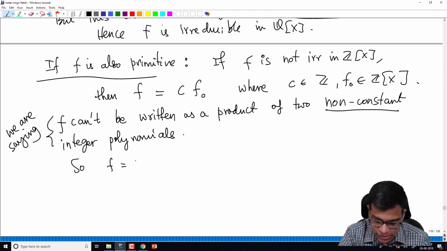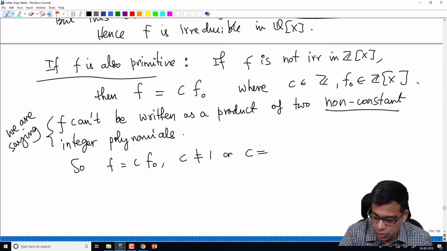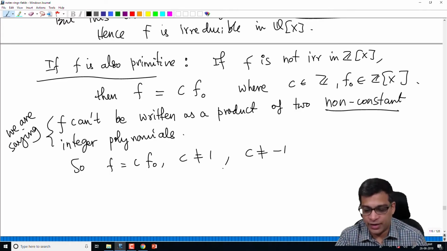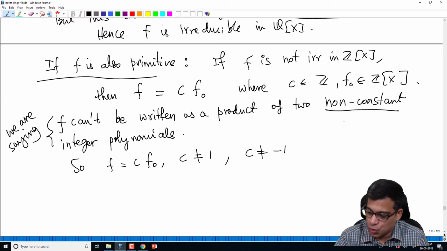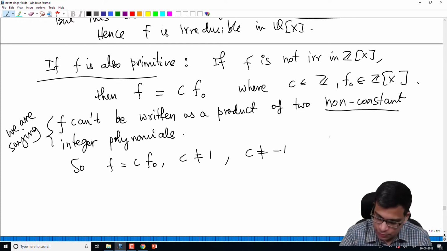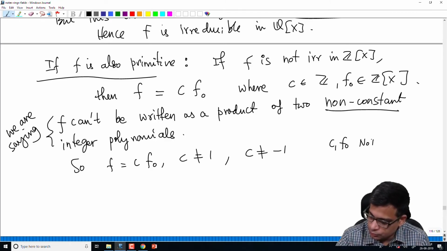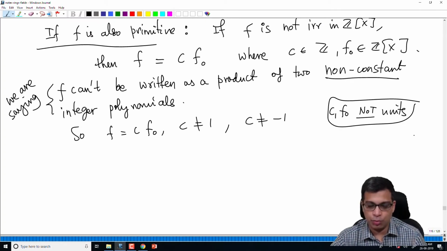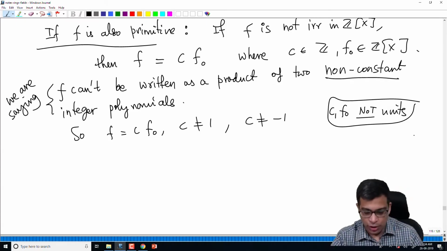So we have f is c f0, c is not equal to 1 or minus 1, because it's an irreducible factorization, right? So it can be written as a product of two non-units. So c and f0 are not units. That is the meaning of not being irreducible. It can be written as a product of two non-units. So f is c f0, c is neither 1 nor minus 1.